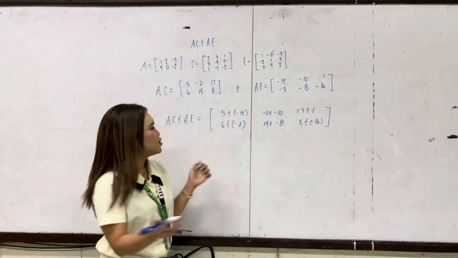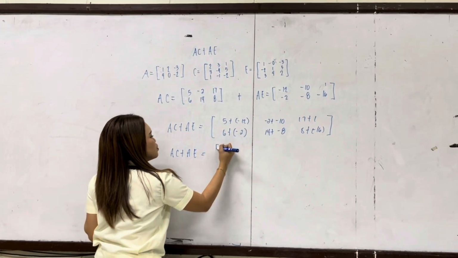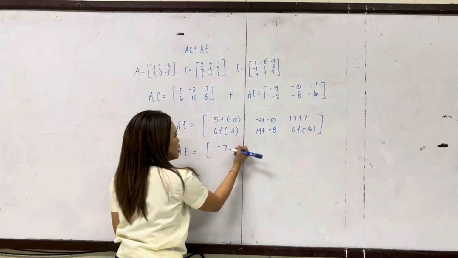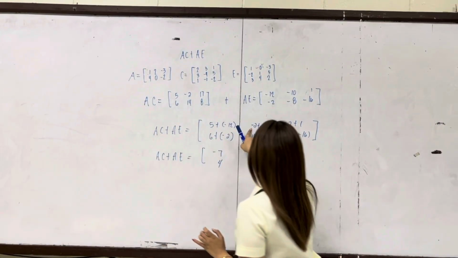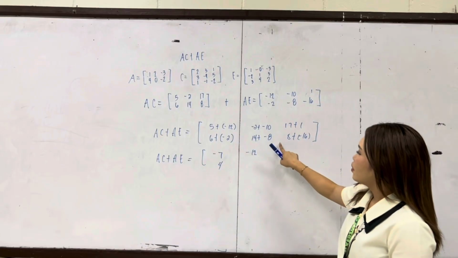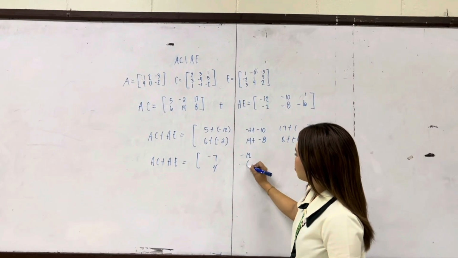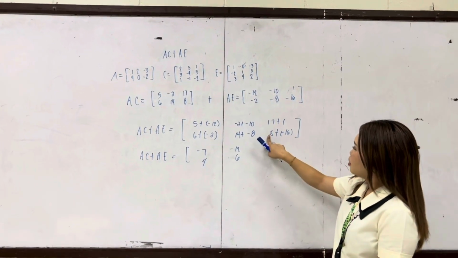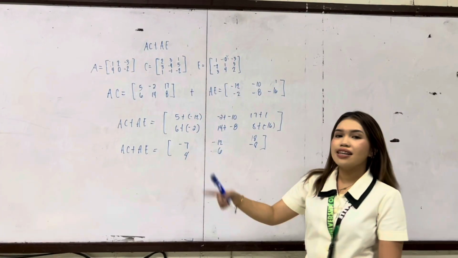Now let's add them together. So AC plus AE is equal to 5 plus negative 12 is negative 7. 6 plus negative 2 is 4. Negative 2 plus negative 10 is negative 12. 14 plus negative 8 is positive 6. 17 plus 1 is 18. 8 plus negative 16 is negative 8. So that is the final answer.